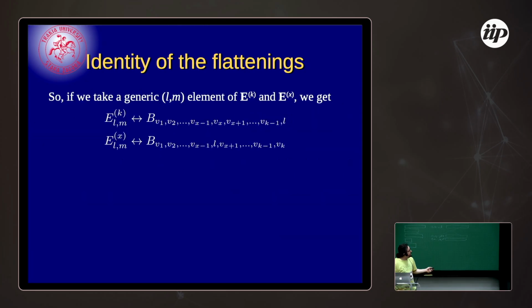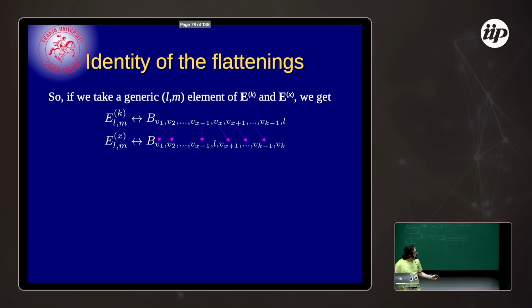So let's now take a completely generic element Lm of the kth and of the x flattening. In the kth flattening, we write it like this. In the x flattening, we write it like that. But now look, V1 is here and V1 is here. V2 is here and V2 is here. X minus 1 is here and x minus 1 is here. Now Vx will correspond to this Vx plus 1 for the reason that I just said, because the digits are the same. Even though we have put an L in between, the digit is still the same. It's just in a different position.